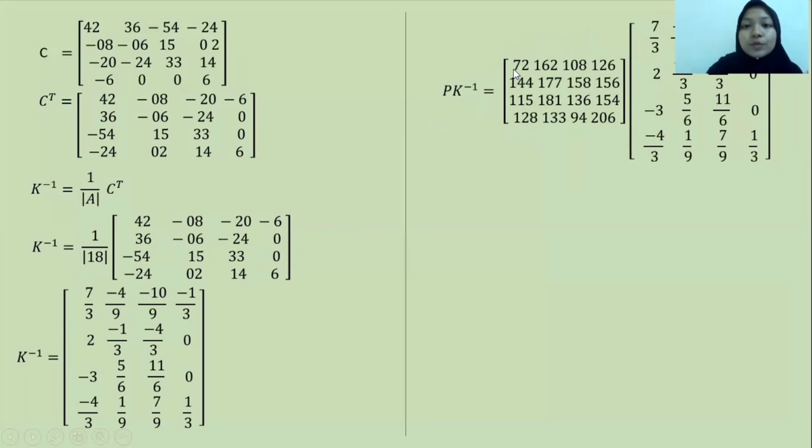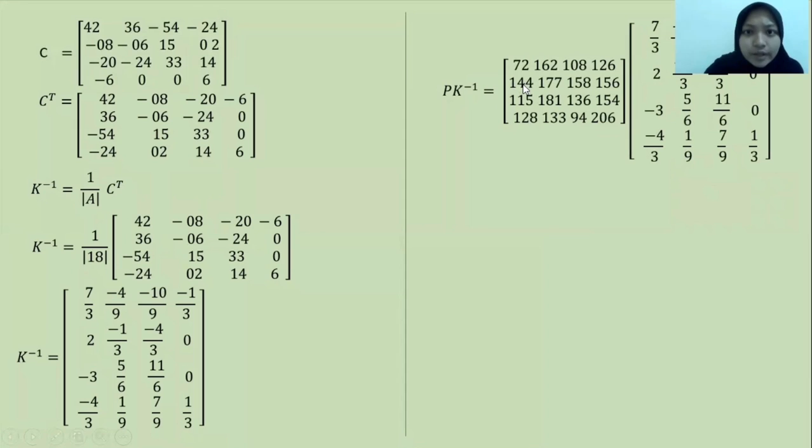All right, so what you have to do is 72 times 7 over 3 plus 162 times 2 plus 108 times negative 3 plus 126 times negative 4 over 3. Then how do you find this particular spot? You have to do it like this. 72 times negative 4 over 9 plus 162 times negative 1 over 3 plus 108 times 5 over 6 and plus 126 multiplied by 1 over 9.